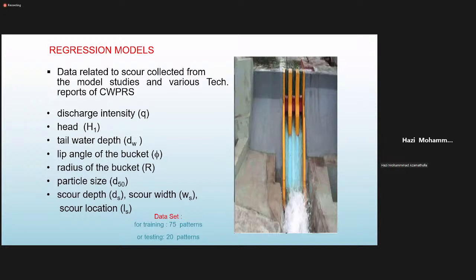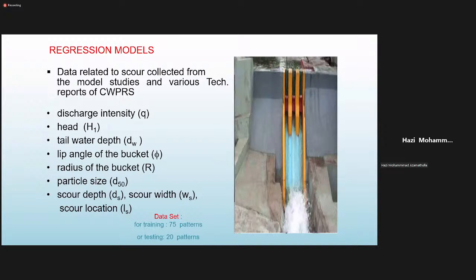Yes, here you can see the data I have collected and also conducted. The inputs are discharge intensity, head, tail water depth, lip angle of the bucket, radius of the bucket, and particle size. Here the outputs are scour depth, scour width, and location from the lip. For the training sets I have taken 75 and for testing 20. Here you can see this is the Parbati Dam spillway. You can see a picture.